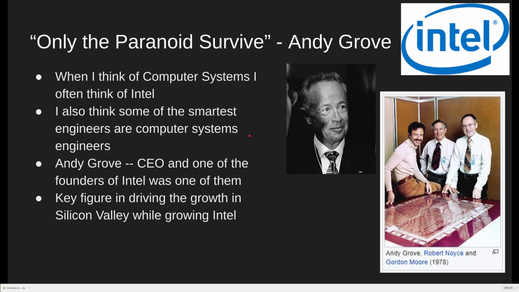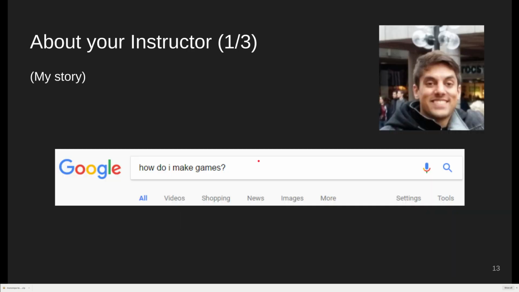Okay, so some of the smartest engineers that I think of are often computer systems folks because they understand everything from the top to bottom, you know, from the software all the way through the hardware. So they can really leverage different parts. I think that's super important and an exciting thing about this course.